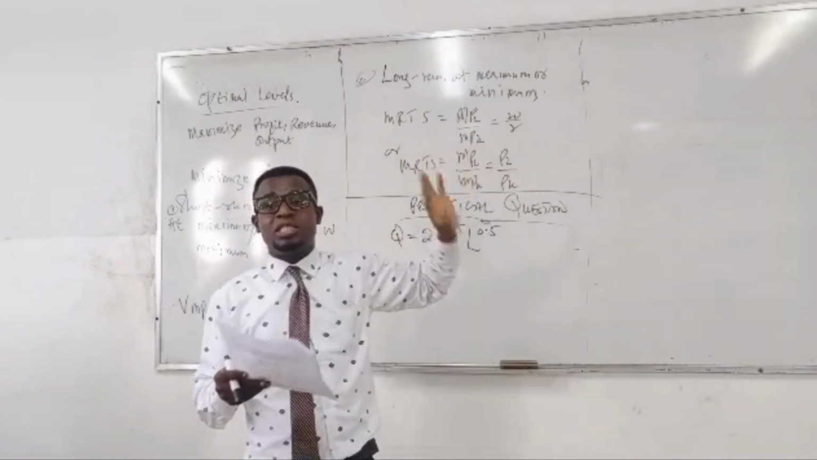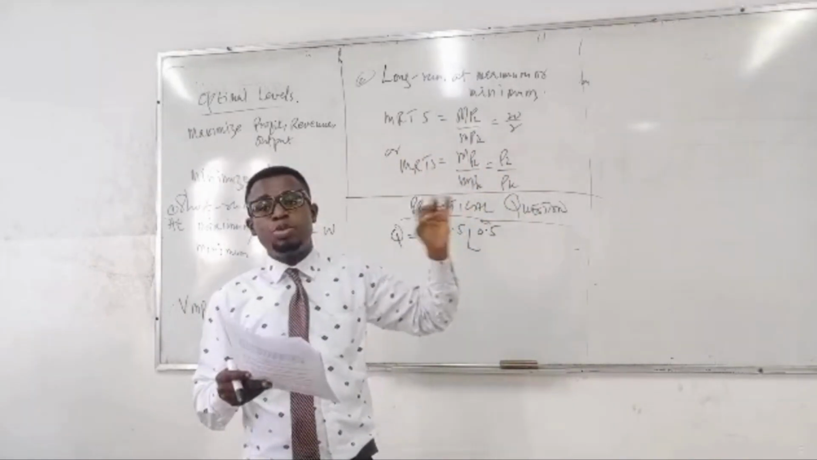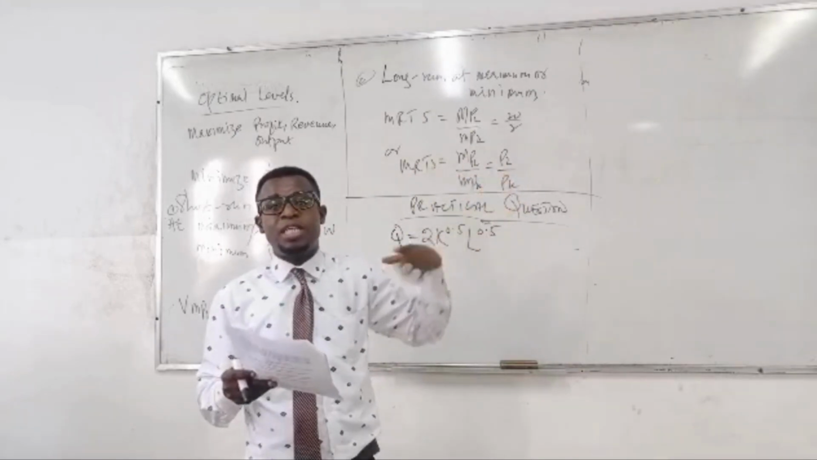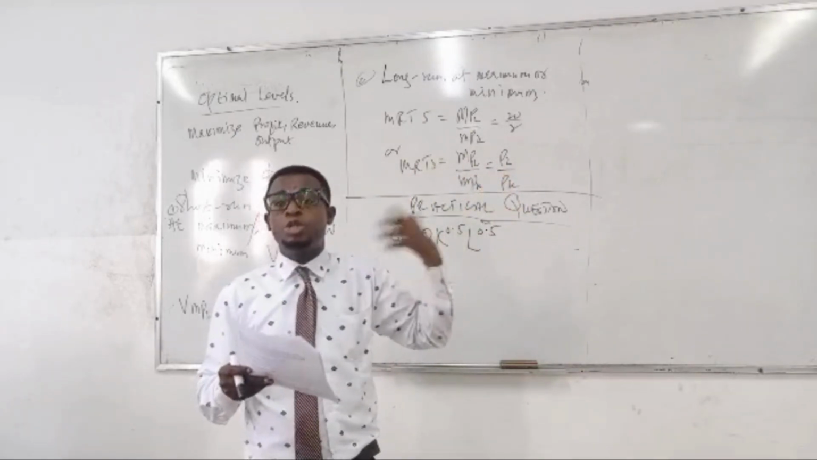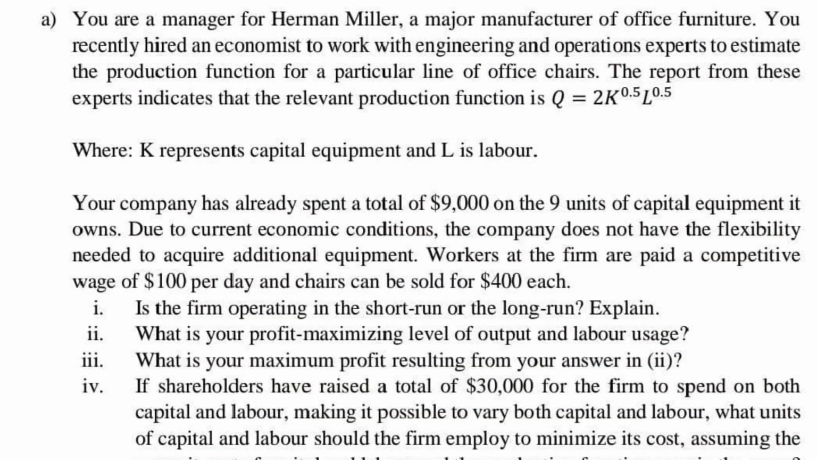The other input, labor, is variable. In the long run, all inputs, capital and labor, are variable. And we said capital and labor are represented by units, not the amount. So you're a manager for Herman Miller, a major manufacturer of office furniture. You recently hired an economist to work with an engineering and operations expert to estimate the production function for a particular line of office chairs.